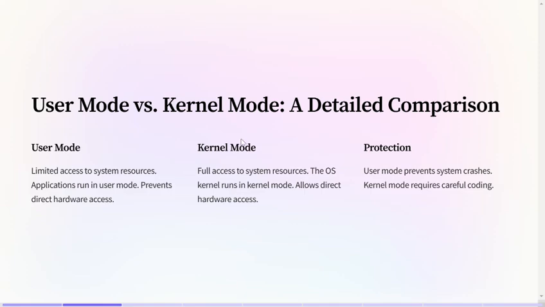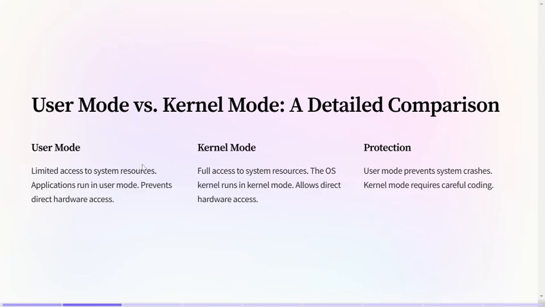Now let's see the definition of kernel mode. Kernel mode gives full access to the CPU, memory and hardware. Kernel mode is generally used by the OS for critical operations like file management and process scheduling. So let's see the risk of kernel mode. A bug in kernel mode can crash the entire system. So now let's dive into the differences between user mode and kernel mode.